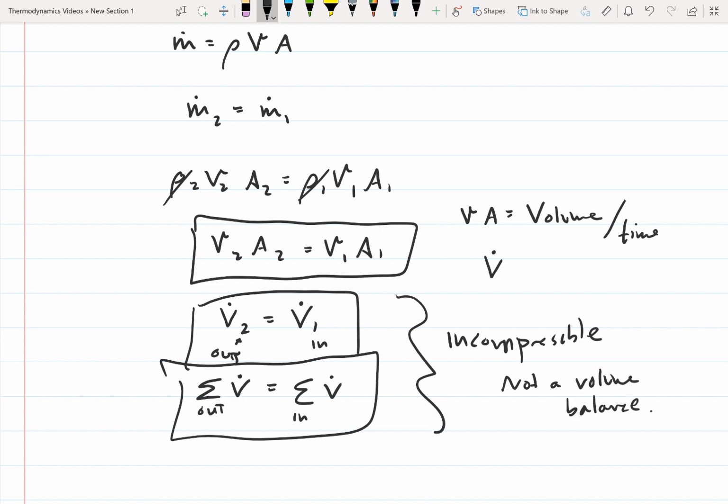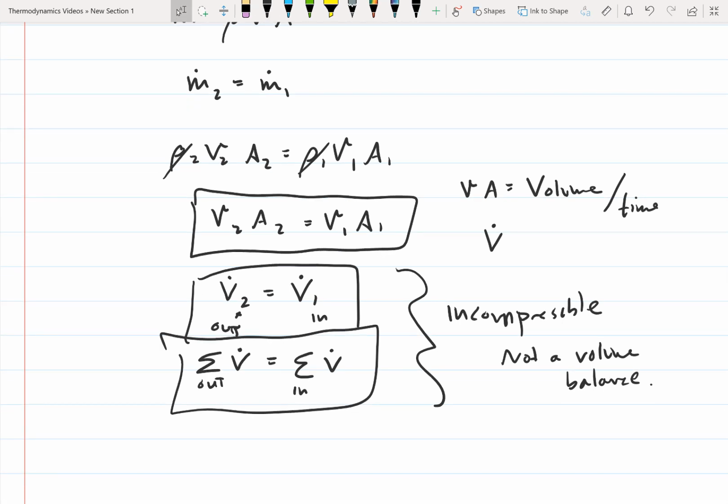The only reason this is true is because we're assuming incompressible flow. And this is a good assumption for a lot of liquids. So you'll see that you can make this assumption a lot of the time, but just be aware that this is an assumption that you're making.